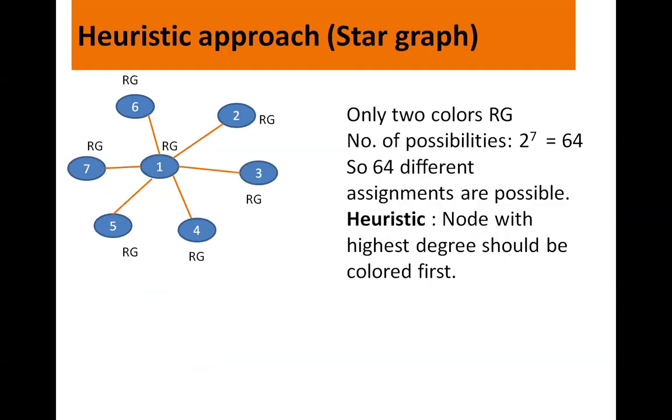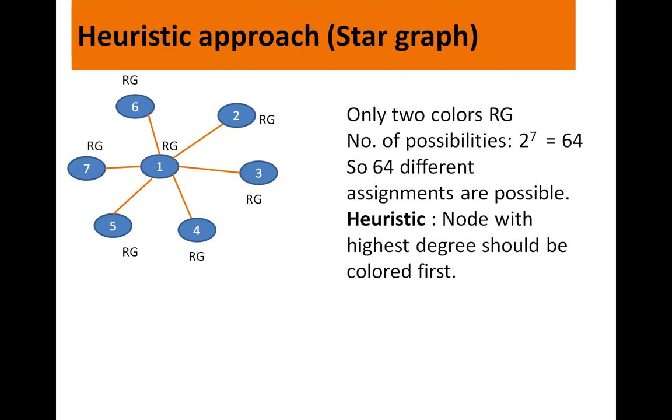Okay. Another thing we can do is use a heuristic here. Even for this constraint satisfaction problem, we can use a heuristic. What does a heuristic do? A heuristic gives you some extra information to solve the problem in less time, right? You can get the solution faster. So here, let us say you have a star graph with the nodes 1 to 7. The constraint here is what? All the nodes can be colored only using two colors, red and green.